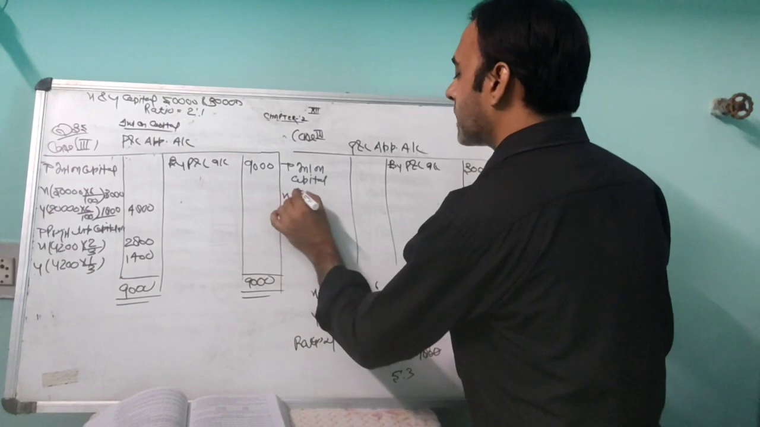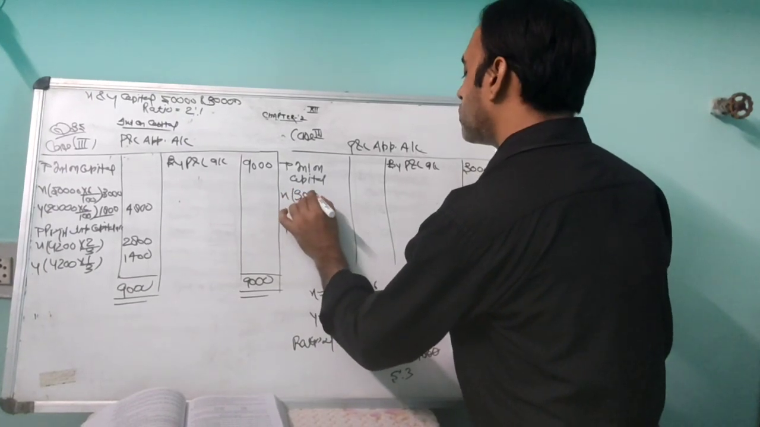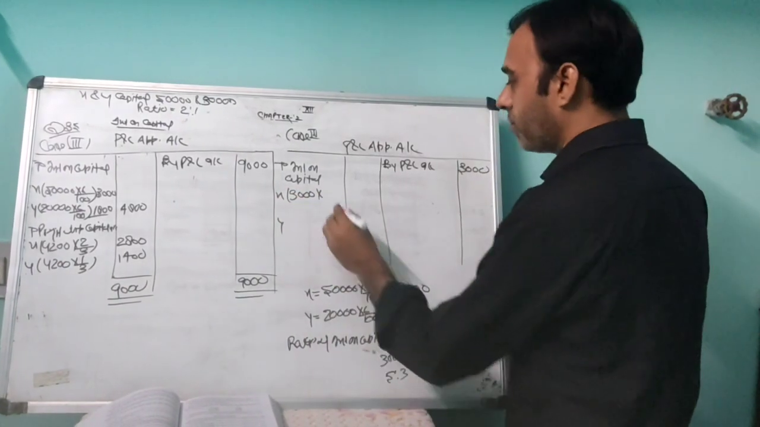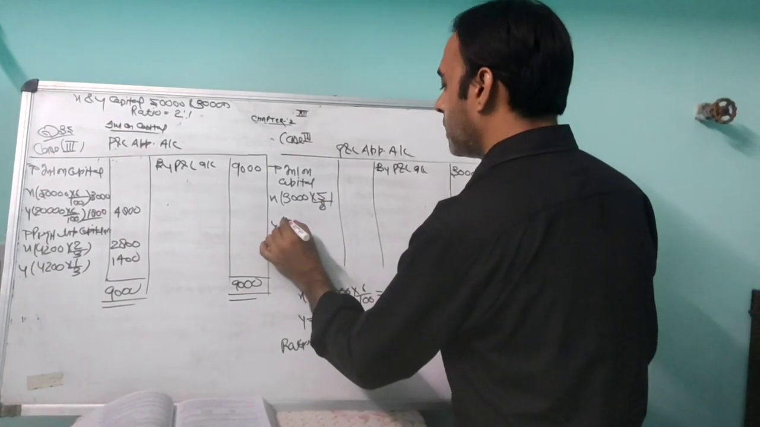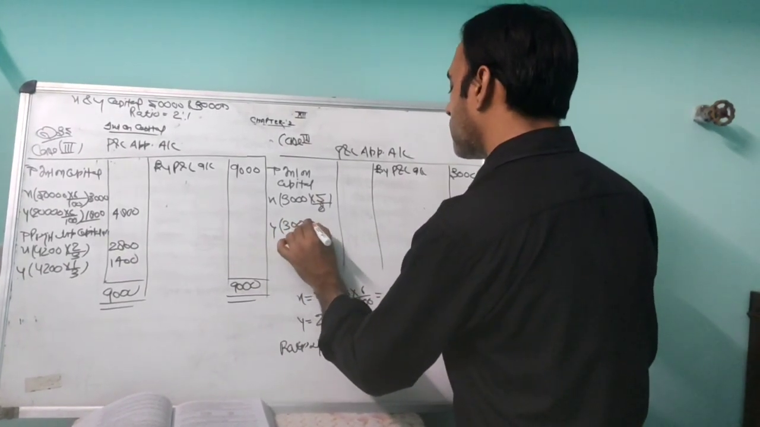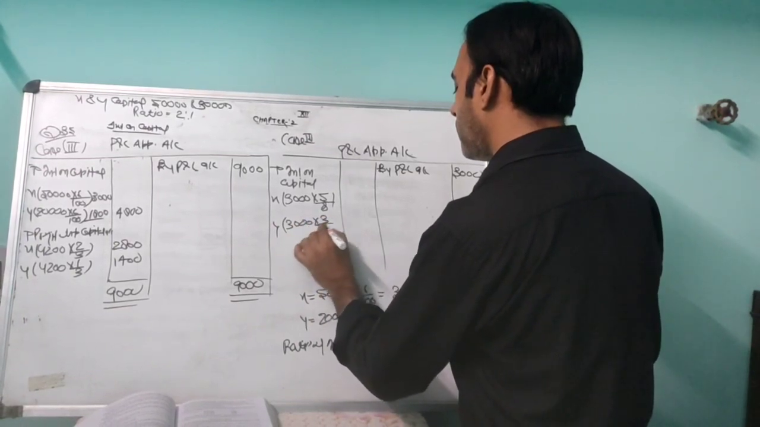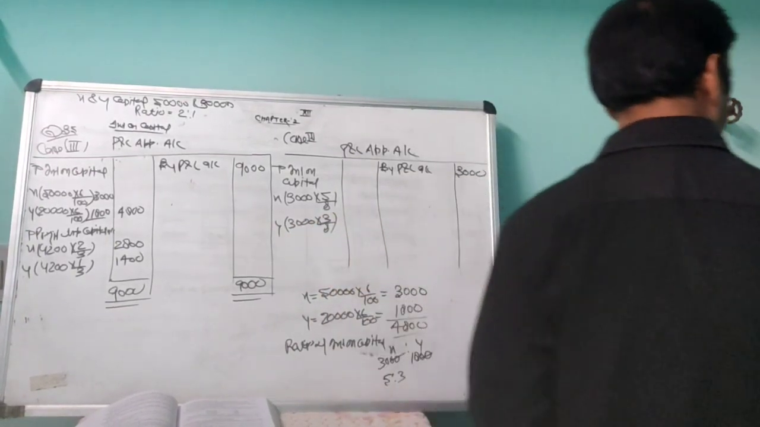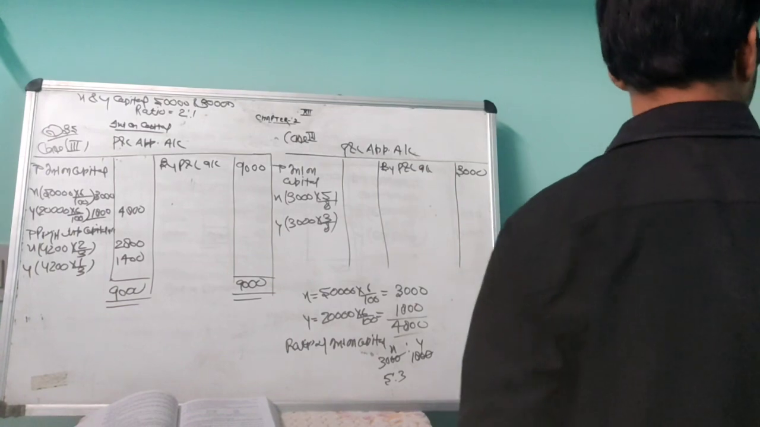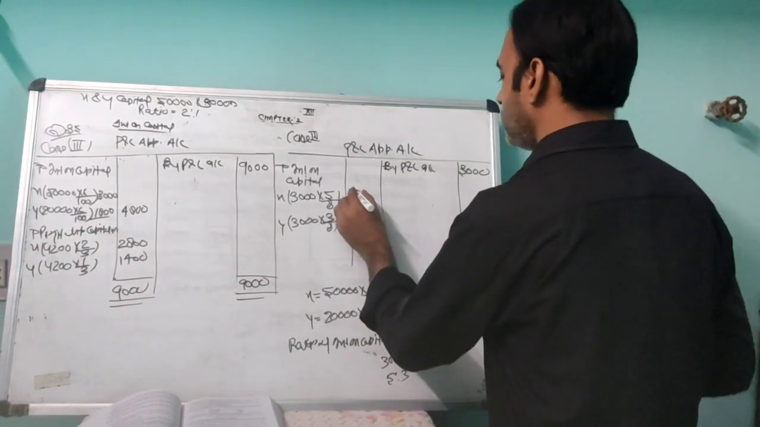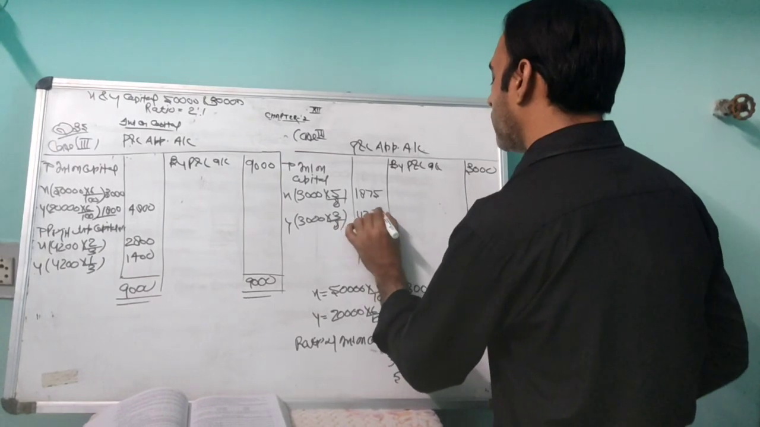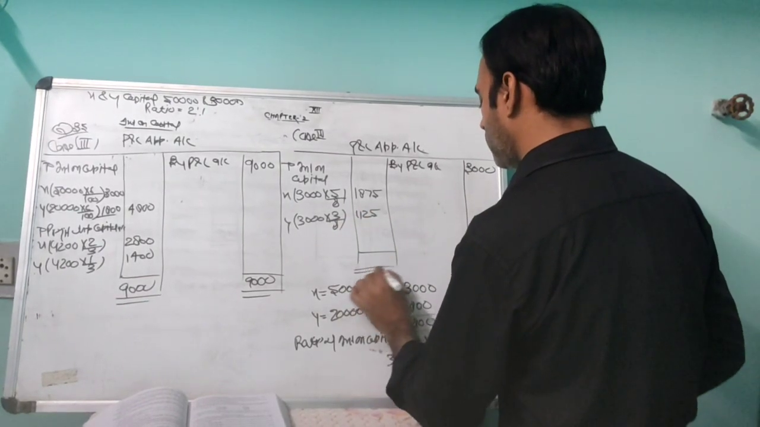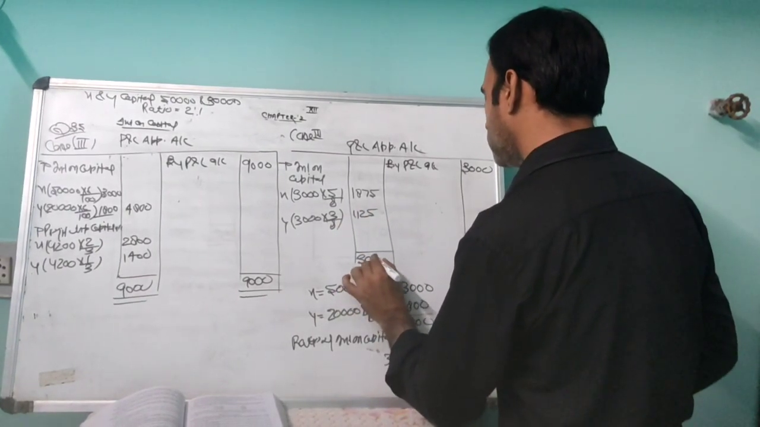For X, we can only pay 3,000 rupees total as interest on capital, and the ratio comes to 5 upon 8. And for Y, 3,000 into 3 upon 8. Okay, and that way it will be calculated. When we calculate that, it comes to 1,875 and 1,125. Okay, the total stands for 3,000 rupees.